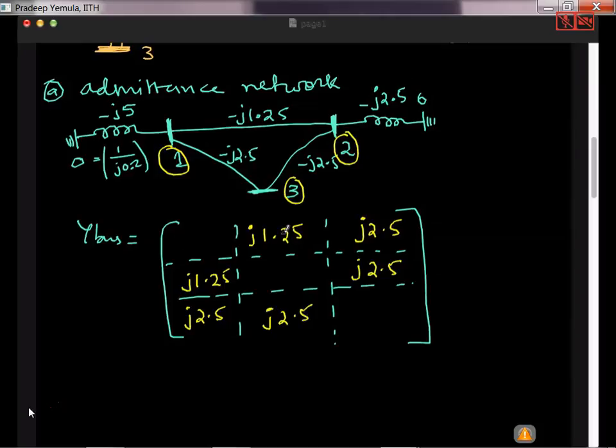Next I come to the diagonal elements. So I add all the off diagonal elements. So that is 1.25 plus 2.5. That is 3.75. And to that I'll also add the J5, and then finally I put the minus sign. So minus 8.75.